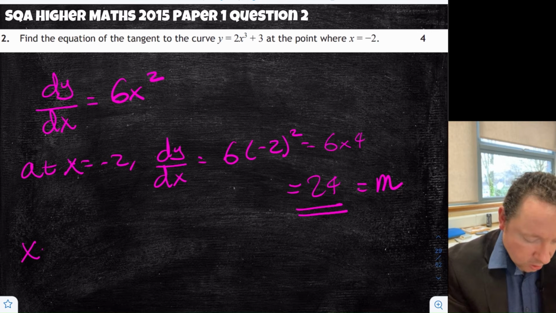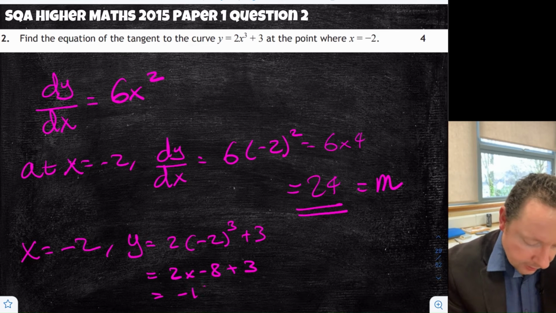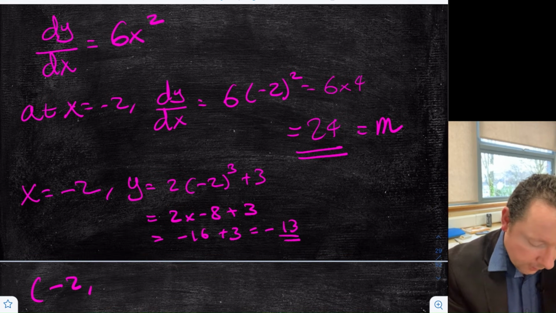When x is minus 2, y equals 2 times minus 2 cubed plus 3. That's 2 times minus 8, add 3. Minus 16 plus 3 is minus 13. So our point is minus 2, minus 13, and our gradient is 24.